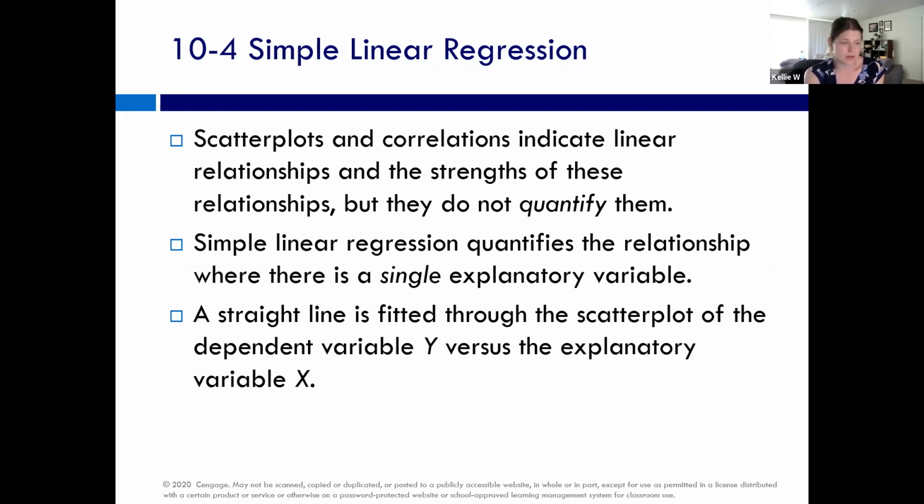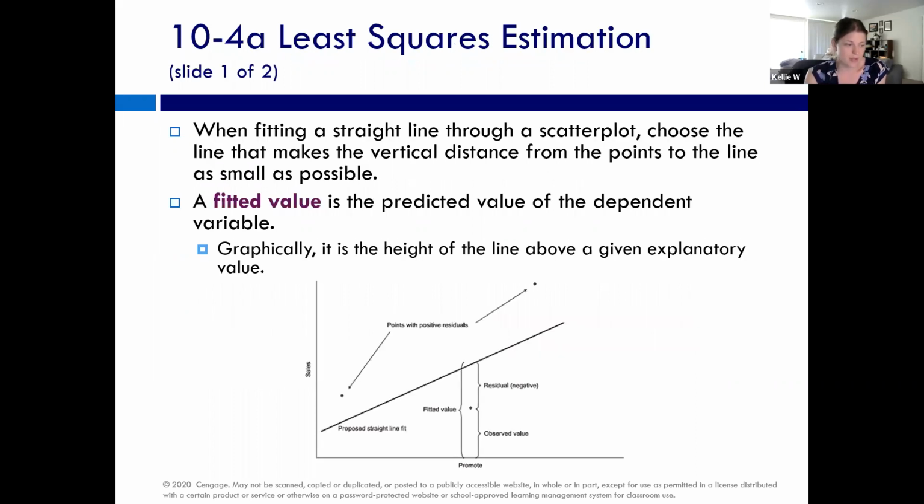We can run simple linear regression to quantify a relationship between two variables only when we're doing one dependent variable and one independent variable. So we fit a straight line through the scatter plot, and generally we run least squares regression. So if this is our prediction line, then right here, a fitted value is the predicted value of the dependent variable. So some point along our line.